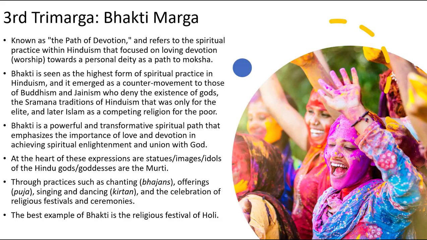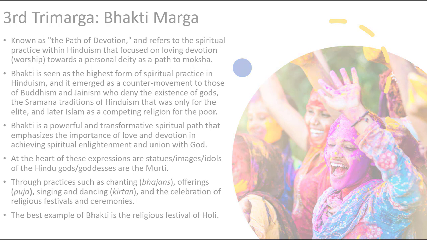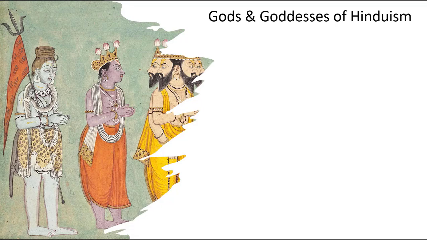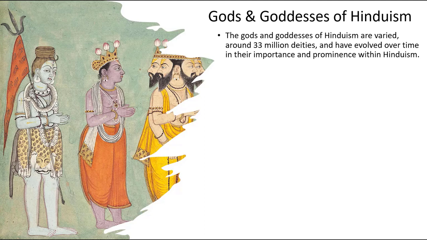So the last thing that I want to talk about are the gods themselves of Hinduism. That's really what Hinduism is famous for, its gods. And so, as I mentioned already, the gods and goddesses of Hinduism are quite varied, and there's supposedly around 33 million deities within the faith of Hinduism, and their importance and prominence within Hindu culture evolved over time. And so within Hindu scholarship, there's various periods in which the Hindu deities appear and disappear and reappear or evolve and change over time.